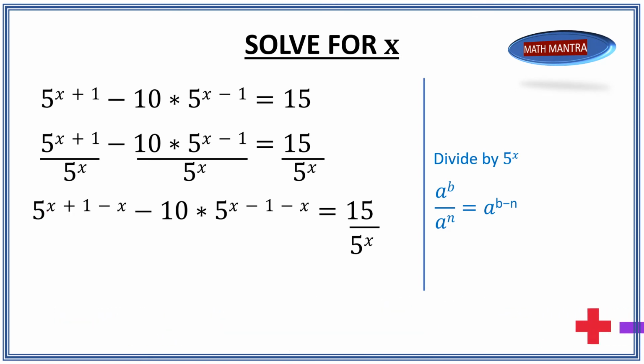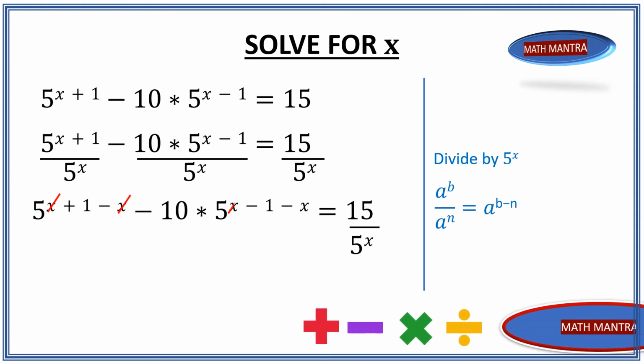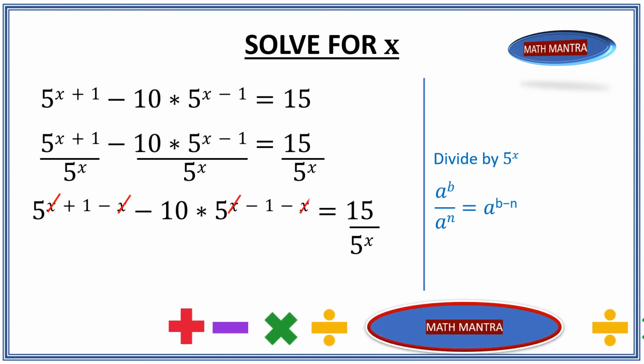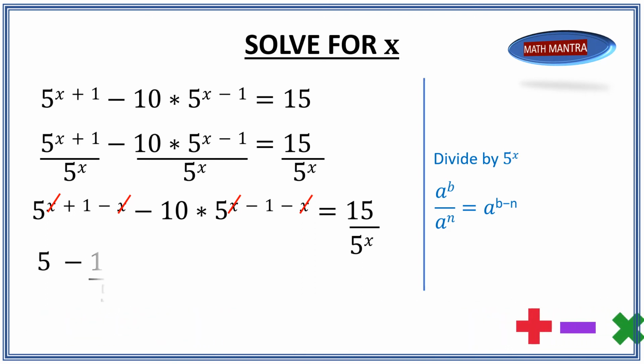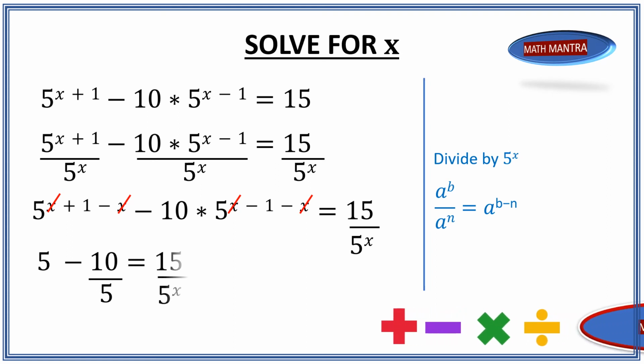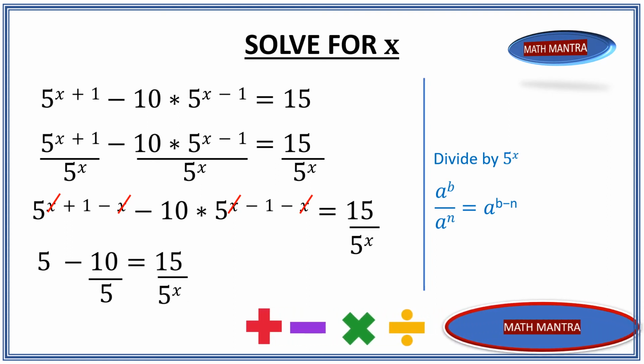So as you can see, plus x and negative x in the first term cancel out. Same thing on the second term, plus x and minus x cancel out. So it will turn into 5 to the power of 1, which is 5, minus 10 times 5 to the power of minus 1.